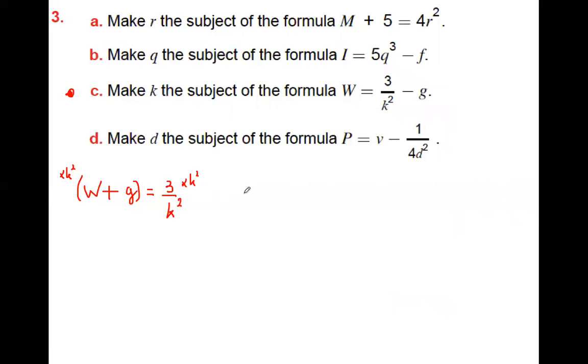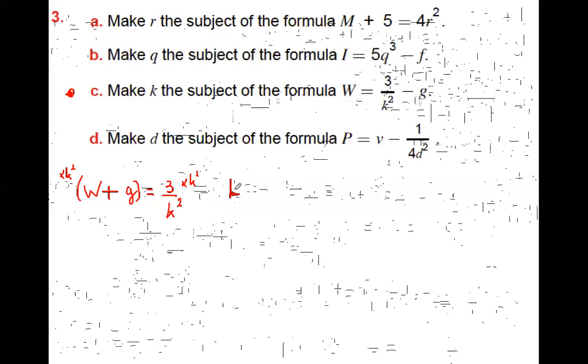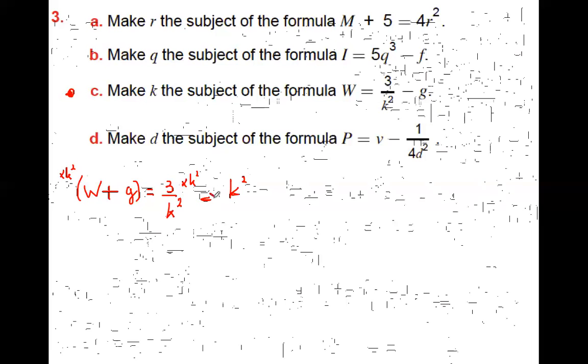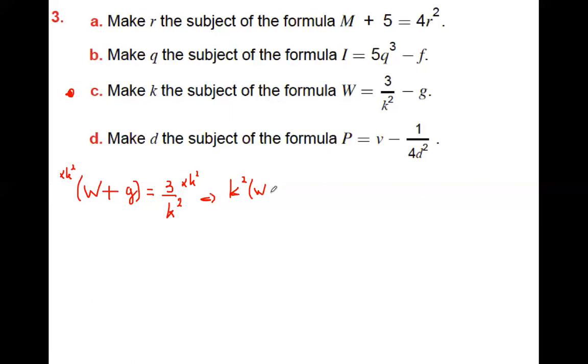Then you end up with K squared times W plus G equal 3, because K squared divided by K squared is 1. Now I'm going to divide by W plus G both sides. So we need to divide by W plus G to get K squared on its own there.